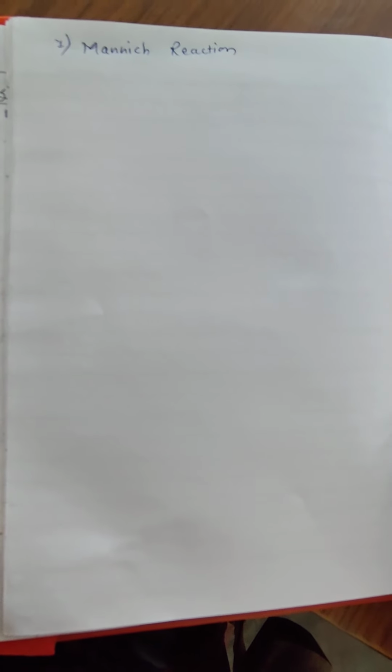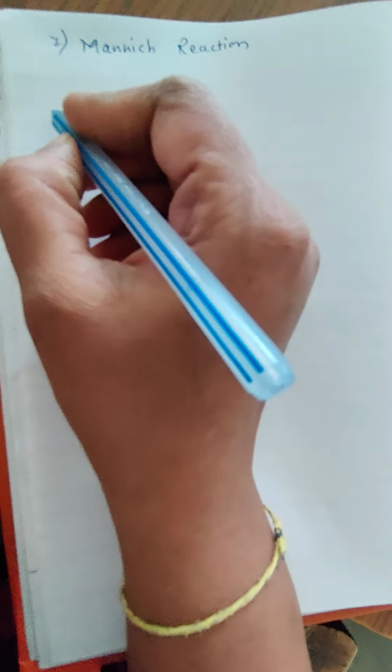Good morning, dear students. The next reaction after the Wittig reaction is the Mannich reaction. So, what is this Mannich reaction? When an aldehyde or ketone containing an alpha hydrogen atom undergoes a condensation reaction with formaldehyde and ammonia or a primary or secondary amine, it forms a beta amino carbonyl compound, and that reaction is known as the Mannich reaction. So, let's start with the Mannich reaction.